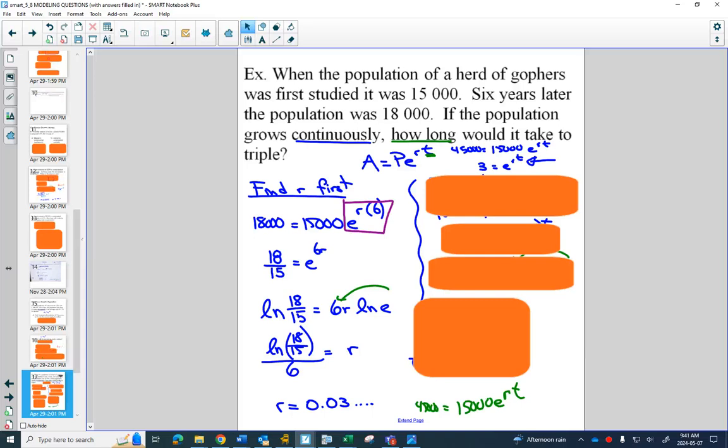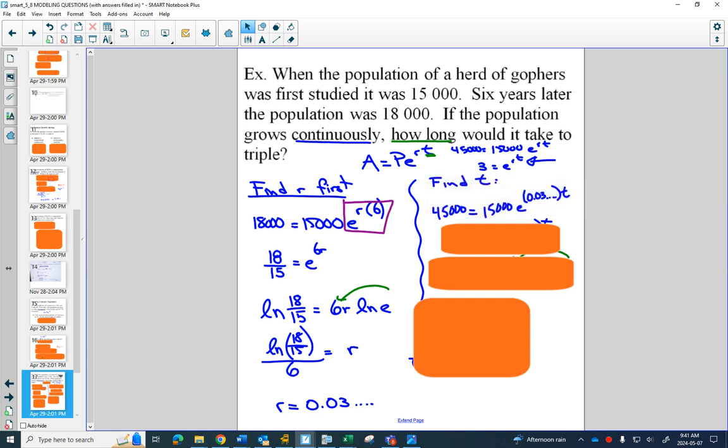And notice that I've got the dot, dot, dot after the R, because I keep all of the decimal places. If we round early, we have the potential that our answer is going to be off by a certain number of decimal places, and that's going to be a problem. Now that I have R, now I can solve for T.